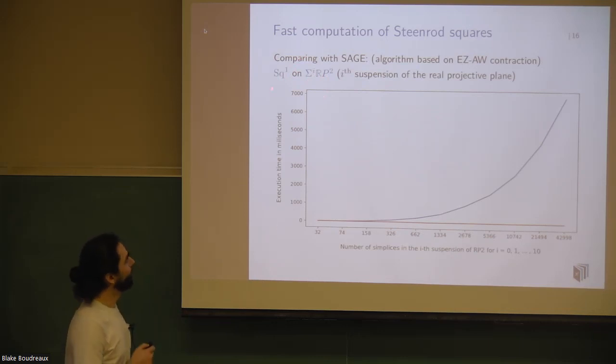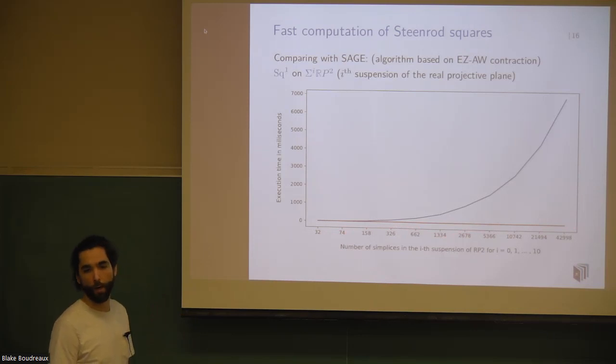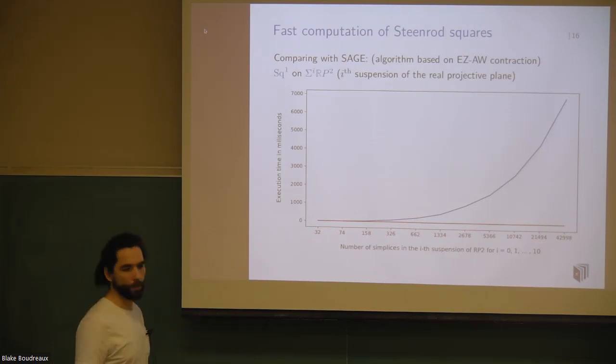Here in the y-axis, we have the time it took, and in the x-axis, I'm plotting the number of simplices that a simplicial complex model of that iteration of the suspension applied to the real projective plane requires. So we have a model with 32 simplices for the real projective plane. We have a model with 74 for the suspension of it, and roughly it doubles the number of simplices that are needed as we suspend and suspend and suspend. And there's a clear winner here.